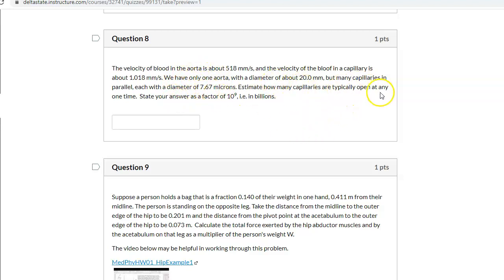So estimate how many capillaries are typically open at any one time. State your answer as a factor of 10 to the ninth, i.e. in billions, right? And so when you think about this, what's going on?